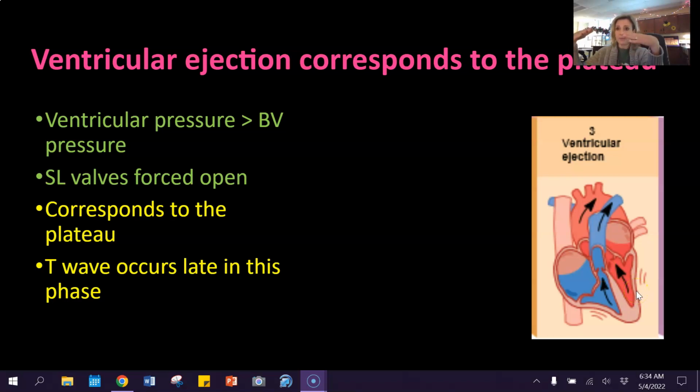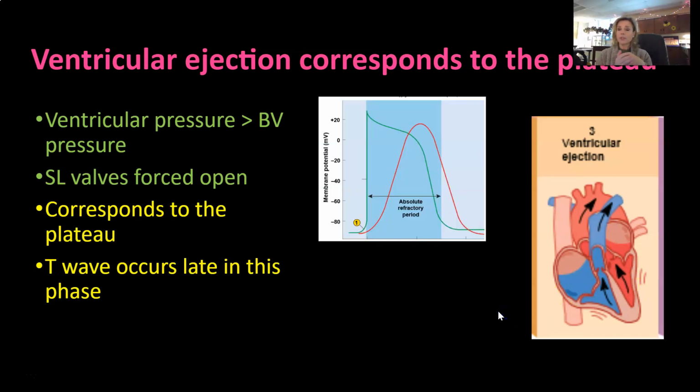And so now that blood is being pushed through those valves, and it's going out of the ventricles and into the pulmonary artery from the right side of the heart and into the aorta from the left side of the heart. So here we've got ventricular pressure has now exceeded the blood vessel pressure. This part of the cardiac cycle corresponds to the plateau, which is found in the action potential trace for a single cardiomyocyte. And the plateau is the flattened area at the top.